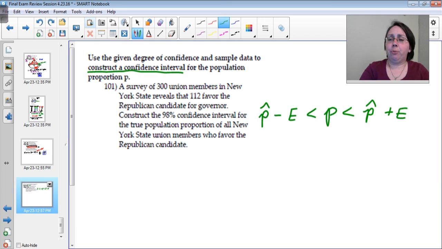All right, a survey of 300 union members in New York State reveals that 112 favor the Republican candidate for governor. Construct a 98% confidence interval for the true population proportion of all New York State union members who favor the Republican candidate. All right.